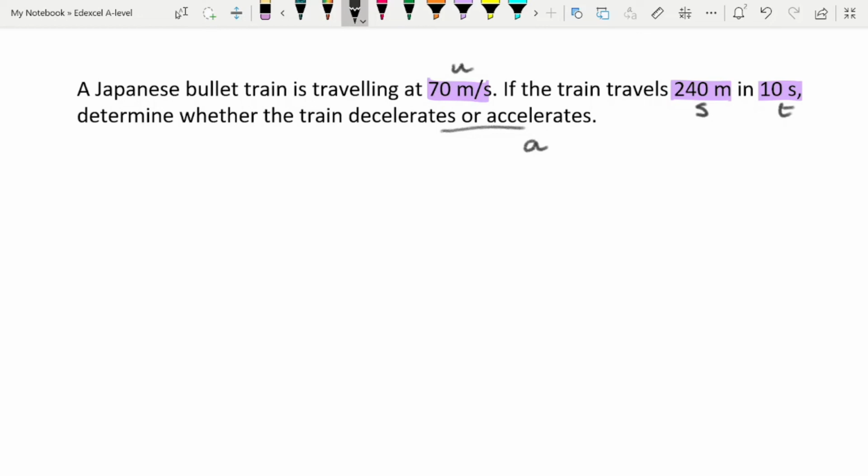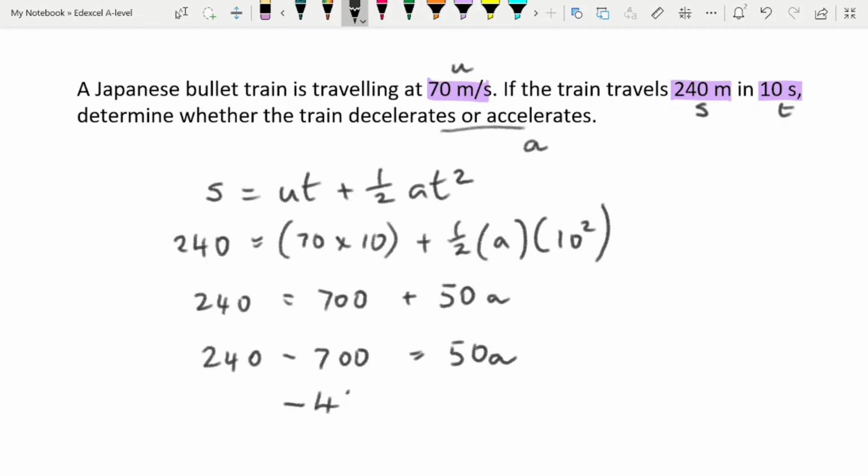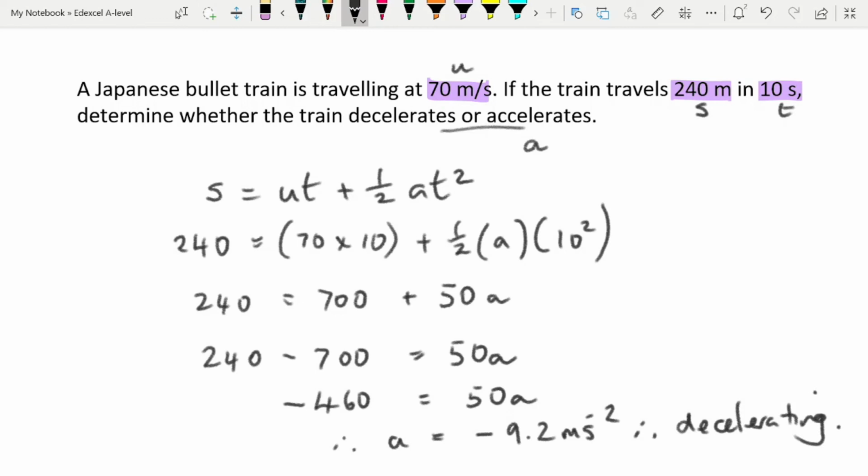So we need to think about an equation that has S, T, A, and U in it. You think through your SUVAT equations, or you look through them if you've got them next to you, and you say, all right, S is equal to UT plus a half AT squared. That has the 4 quantities that I'm after in it. And again, I'm going to speed this up now. You can work away, pause the video, and come back. Turns out it was decelerating.